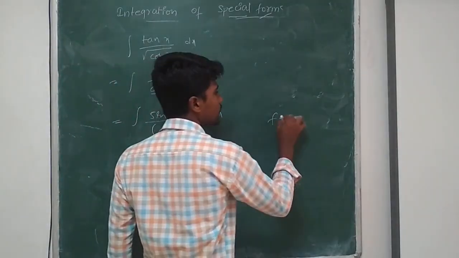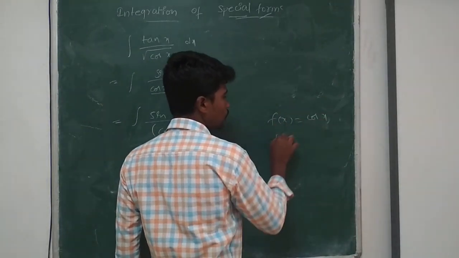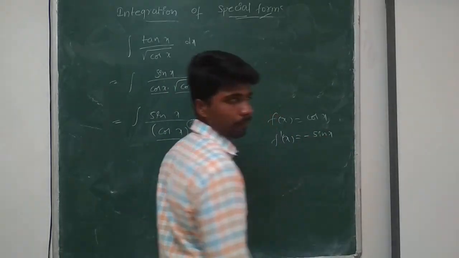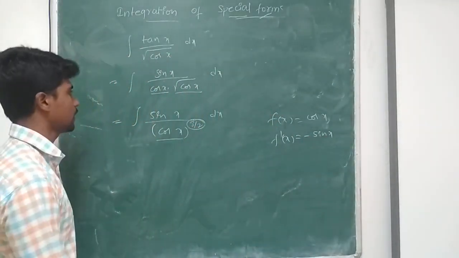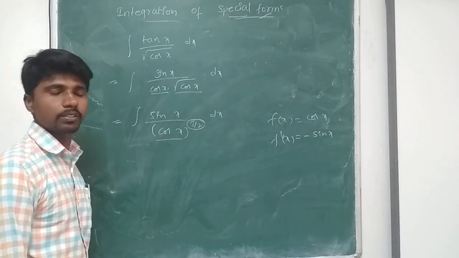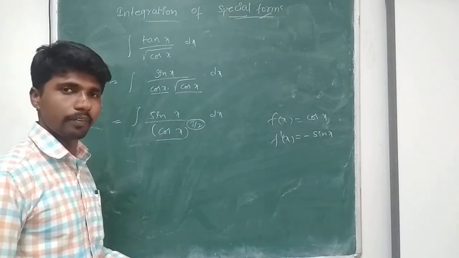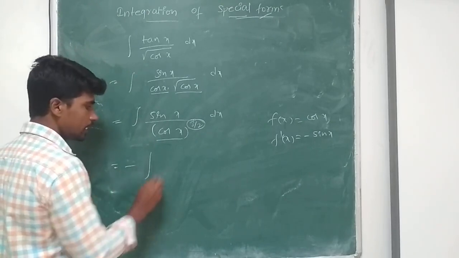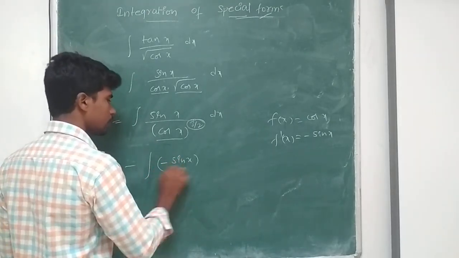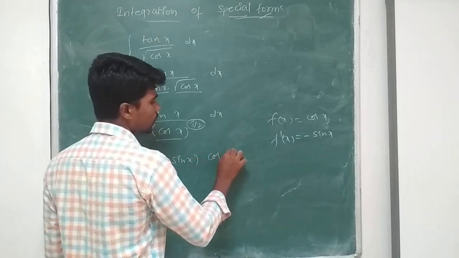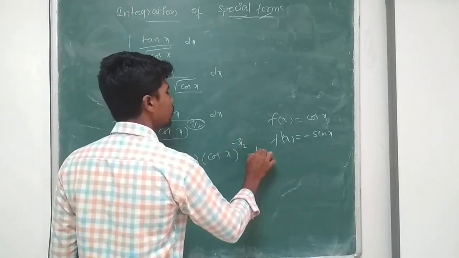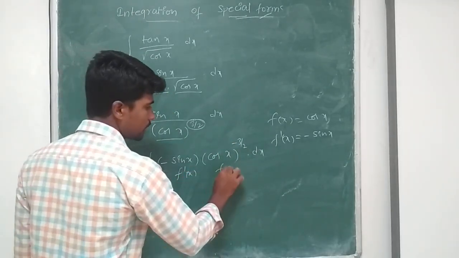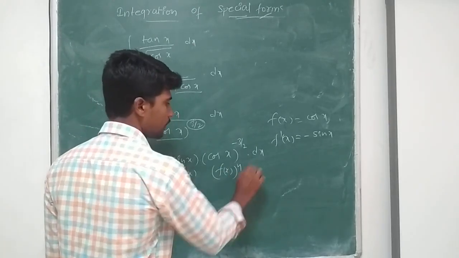So take f of x as cos x. So f dash of x will be equal to minus sin x. Actually, I don't have minus sin x here, but I can alter it by multiplying and dividing by minus. So I can rewrite this one as minus of integral minus sin x into cos x power minus 3 by 2 dx.